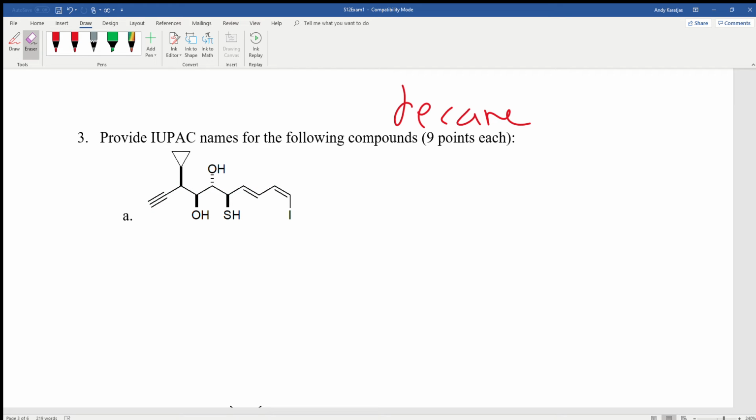Now, in terms of numbering that chain, we do have some pi bonds, both an alkyne as well as two alkenes, but because we have an alcohol, those take priority for numbering over the other groups that are present. So we're going to start at the end of the molecule that is closest to the first alcohol. And so that's going to be this end here on the left. And we can number it in the following way.